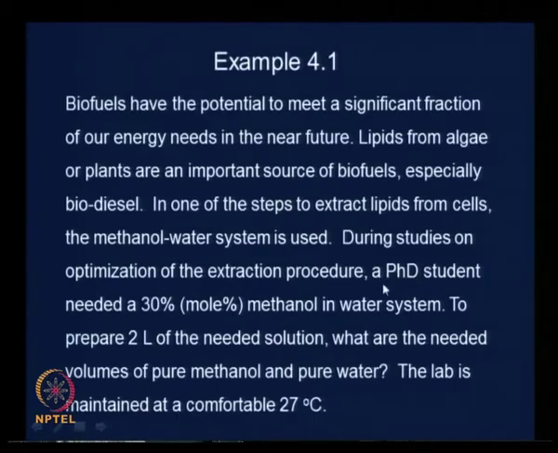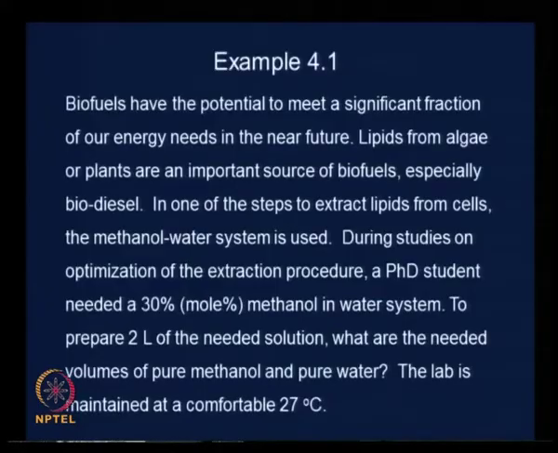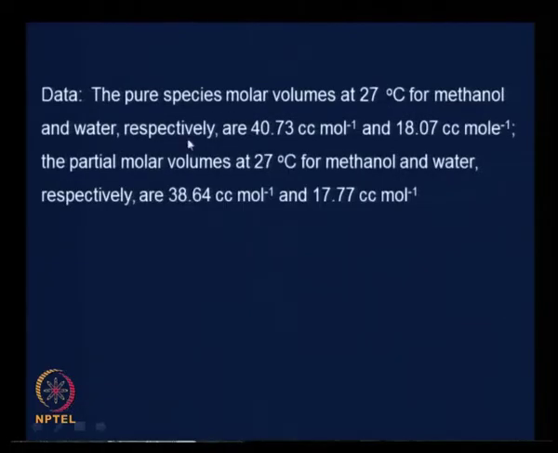In this case anyway, the PhD student needed 30 mole percent methanol in water system to prepare 2 liters of the needed solution. What are the needed volumes of pure methanol and pure water? The lab is maintained at a comfortable 27 degrees C. This is a very standard thing that comes about in day to day requirements while working with these kinds of things. And let me also give you some data before going forward.